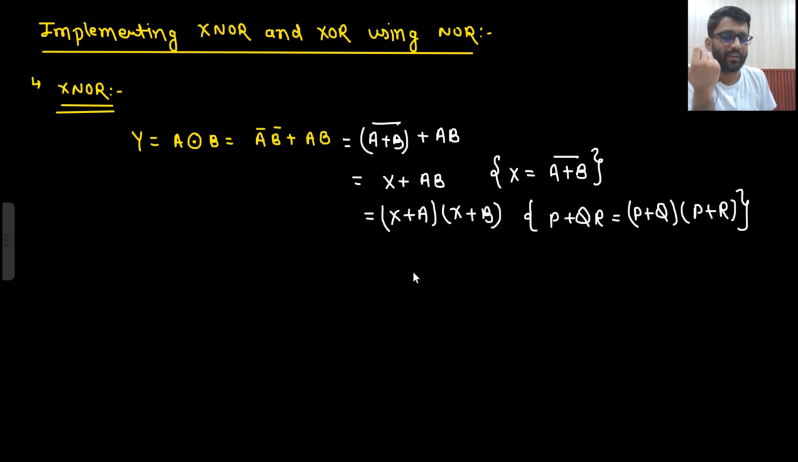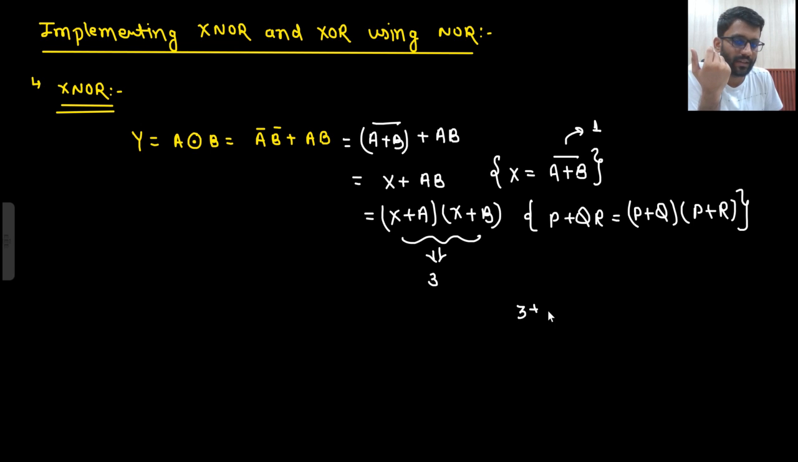So this is how I wrote it. Now (X + A)(X + B) can be made in 3, and this can be made in 1. So what is the total answer? 3 plus 1, that would be 4.